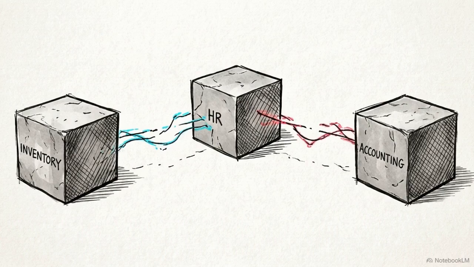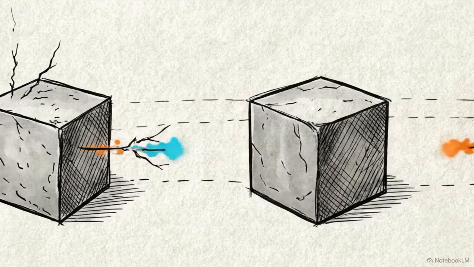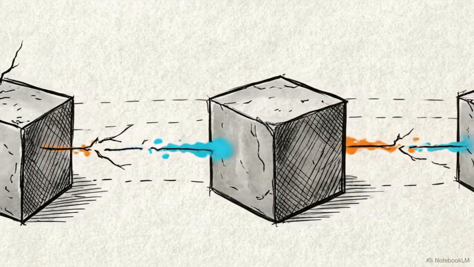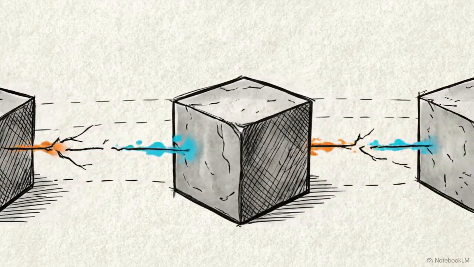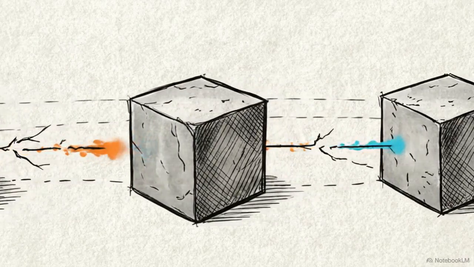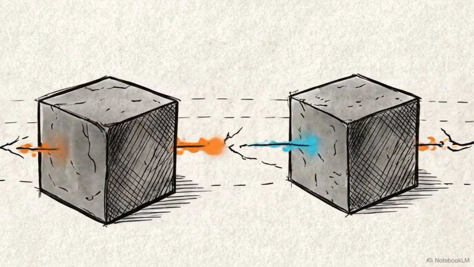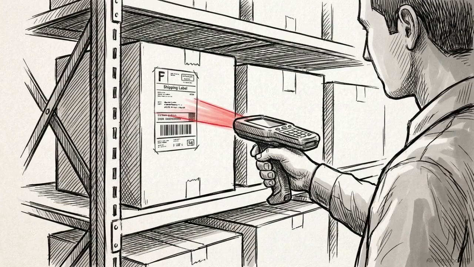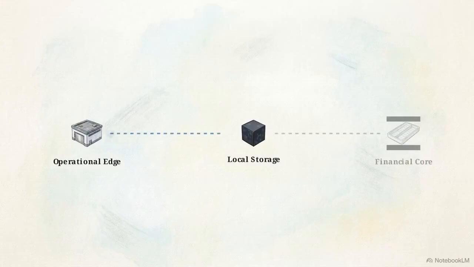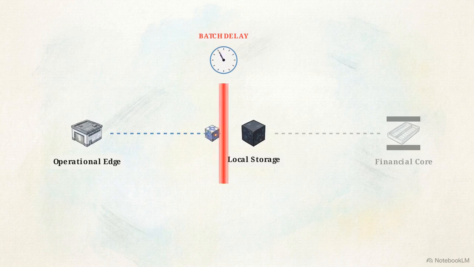Look at this structural model of a standard enterprise system. These distinct geometric blocks represent isolated databases for inventory, human resources, and accounting. Moving data between them introduces a structural friction known as module latency. When an event occurs at the operational edge, like a product being scanned out of a warehouse, that data does not immediately reach the financial core. It waits in local storage, requiring a scheduled batch process or a manual synchronization to move to the next silo.